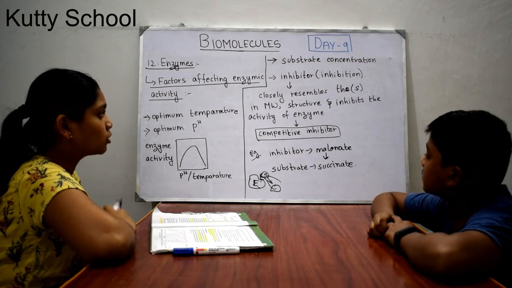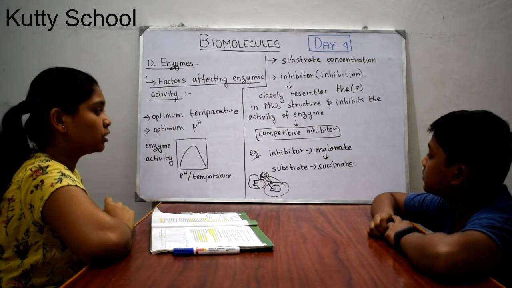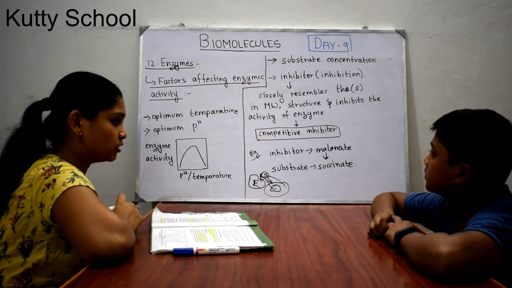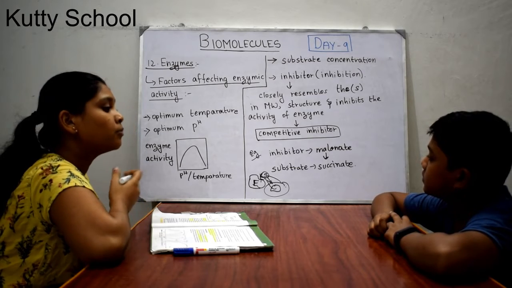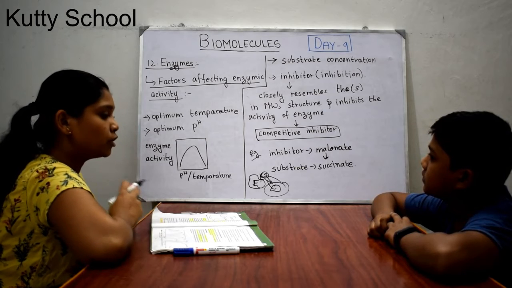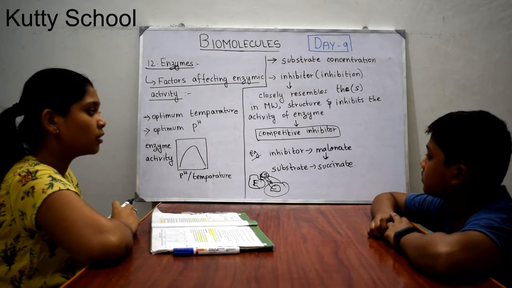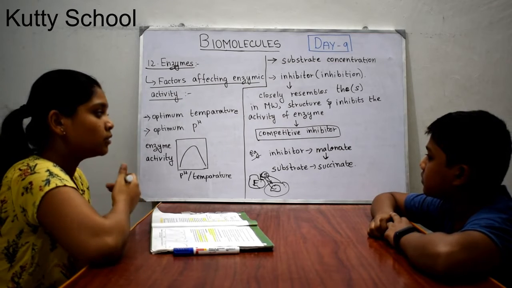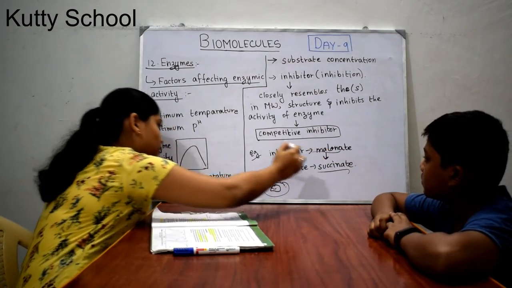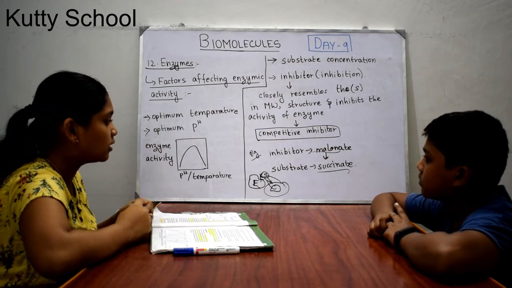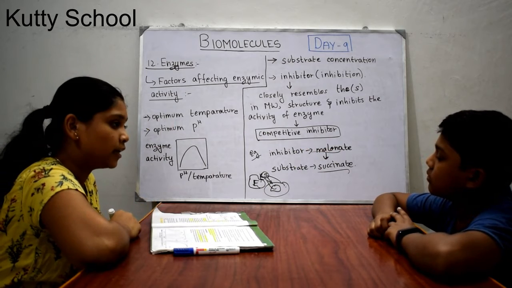So this other molecule closely resembles the substrate in molecular weight and structure and inhibits the activity of the enzyme. This type of inhibition is known as competitive inhibition, and the molecule which is inhibiting is known as a competitive inhibitor. An example is the inhibitor malonate. It closely resembles the substrate succinate and inhibits the action of succinate dehydrogenase.